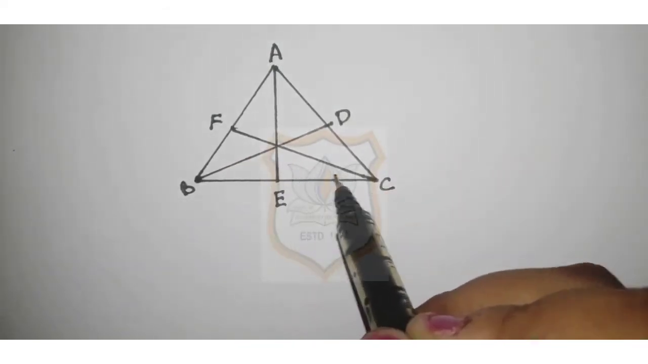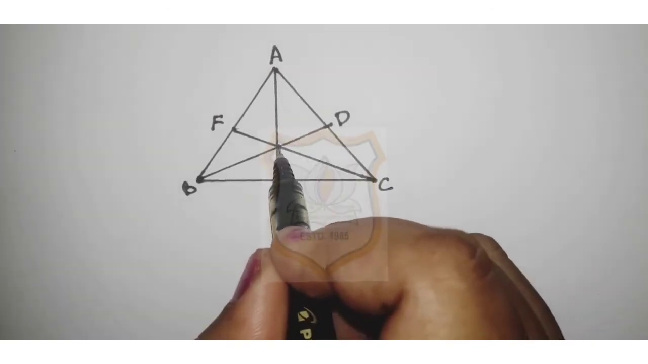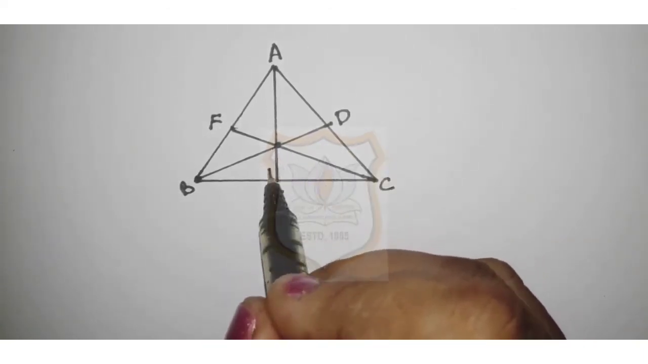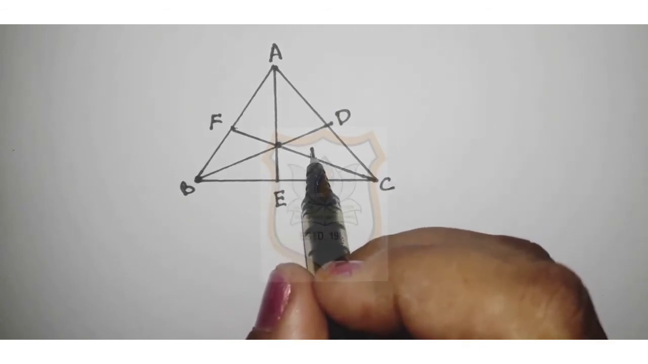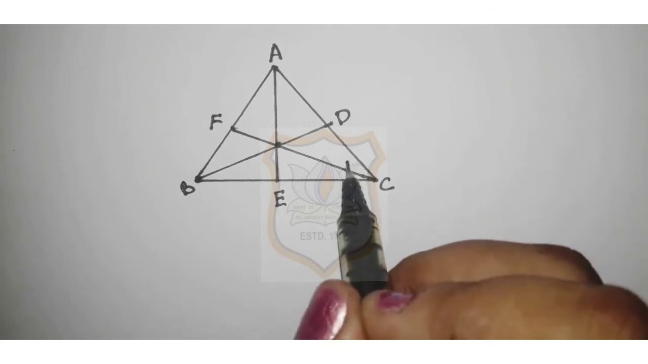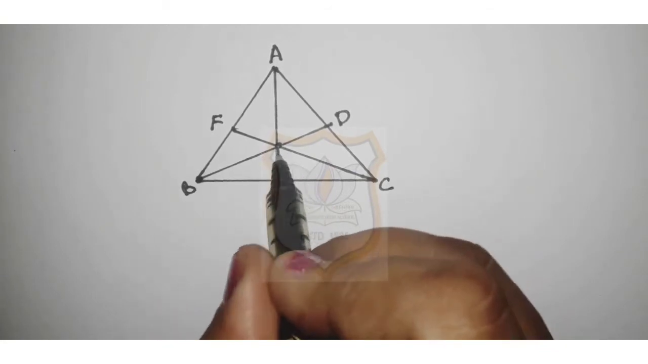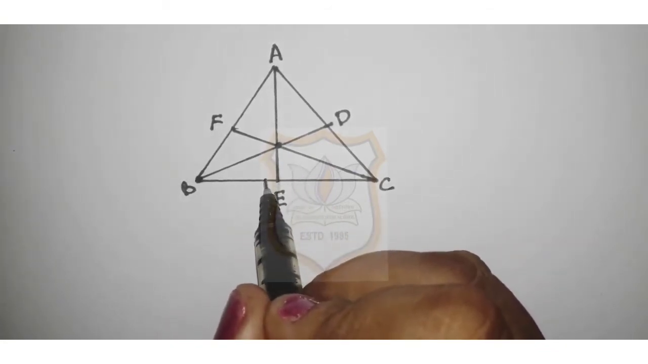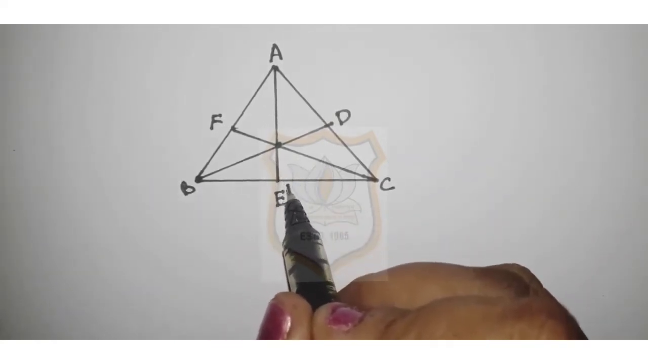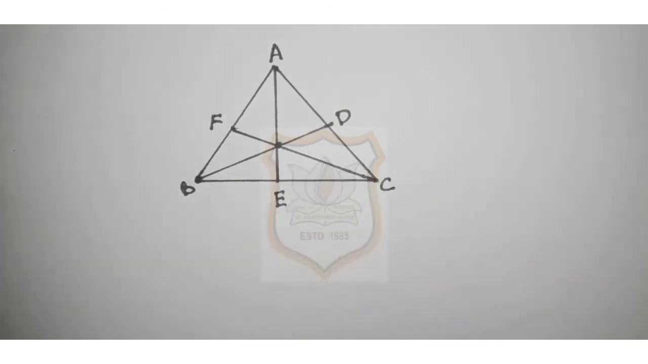So we can say that there are three medians in a triangle, and the point where all the medians meet is called the centroid. Just now I told you that every triangle has exactly three medians, one from each vertex: three medians, 1, 2 and 3. They all intersect each other. Intersect means cut each other at the triangle's centroid. This point is called the triangle centroid.